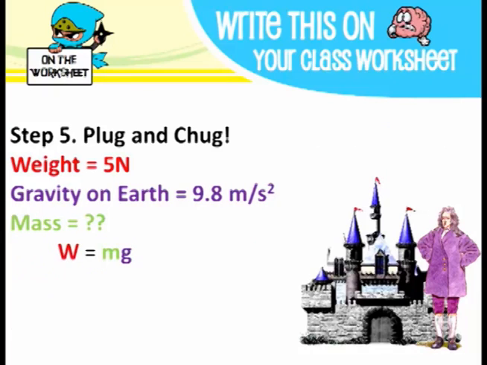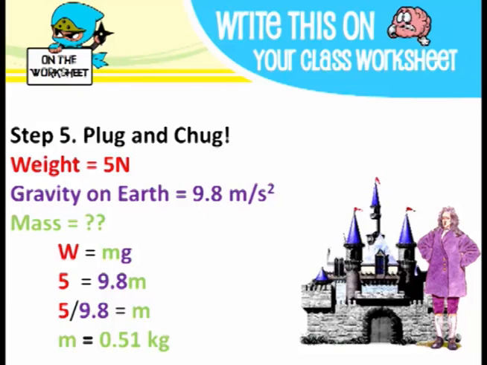Alright, so now we're going to plug and chug. We have W is equal to mg. Our weight is going to be 5, so we're going to have 5 on the left-hand side of the equal sign. We're going to have 9.8m on the other side of the equal sign. If we want to isolate that m, we need to divide both sides by 9.8. So we end up getting 5 divided by 9.8 is going to give us our m. And that should give us about 0.51 kilograms. Again, don't forget your units on that.